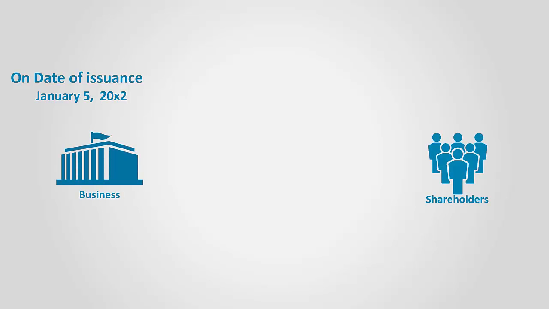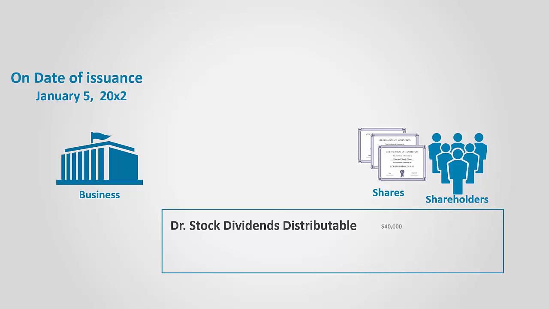On January 5th, the business is to issue new shares to shareholders who were on record on December 10th, 2000X1. The business has to reduce the equity by debiting stock dividends distributable by $40,000 and then add $40,000 to common shares.